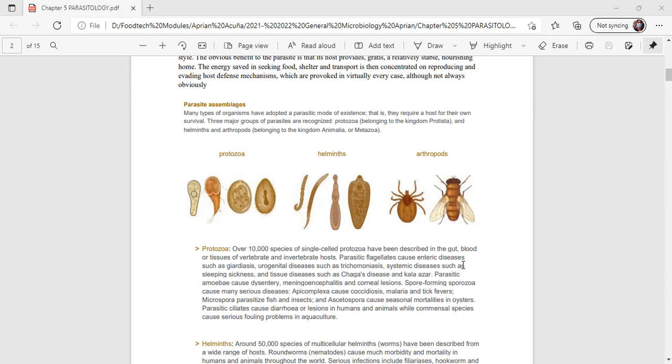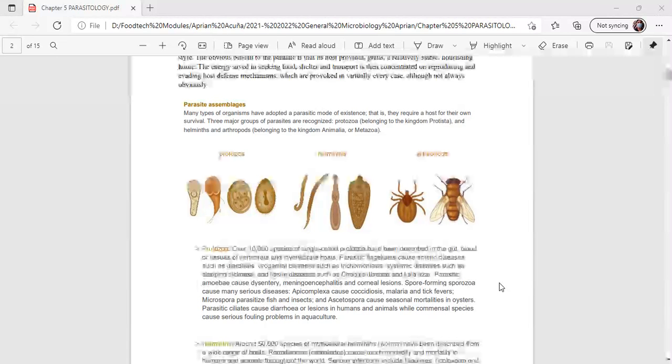Your parasitic flagellates cause enteric diseases such as giardiasis, urogenital diseases such as trichomoniasis, systemic diseases such as sleeping sickness, and tissue diseases such as Chagas disease and Kala-azar. Your parasitic amoeba cause dysentery, encephalitis, and corneal lesions, and mga spore-forming protozoa cause many serious diseases. You have also your apicomplexa caused by coccidiosis and your malaria and tick fevers.